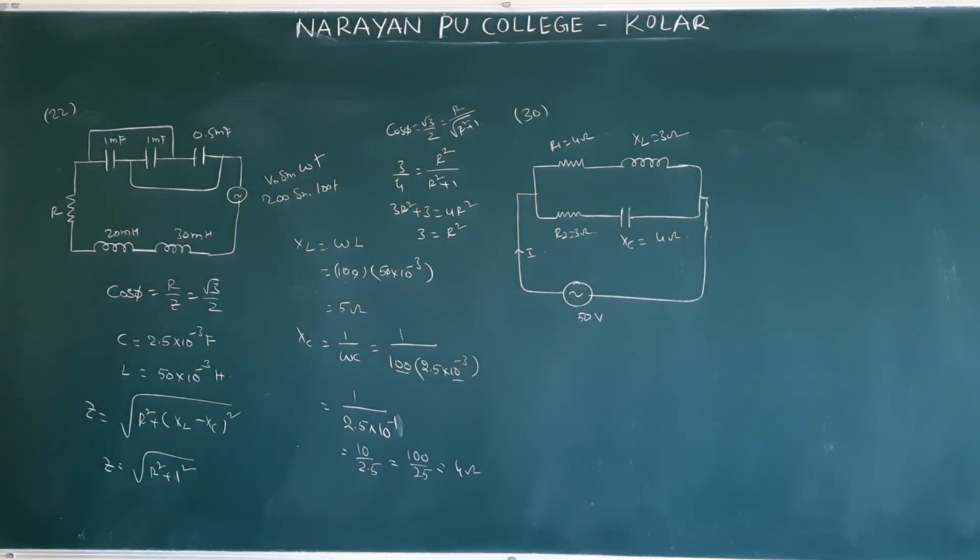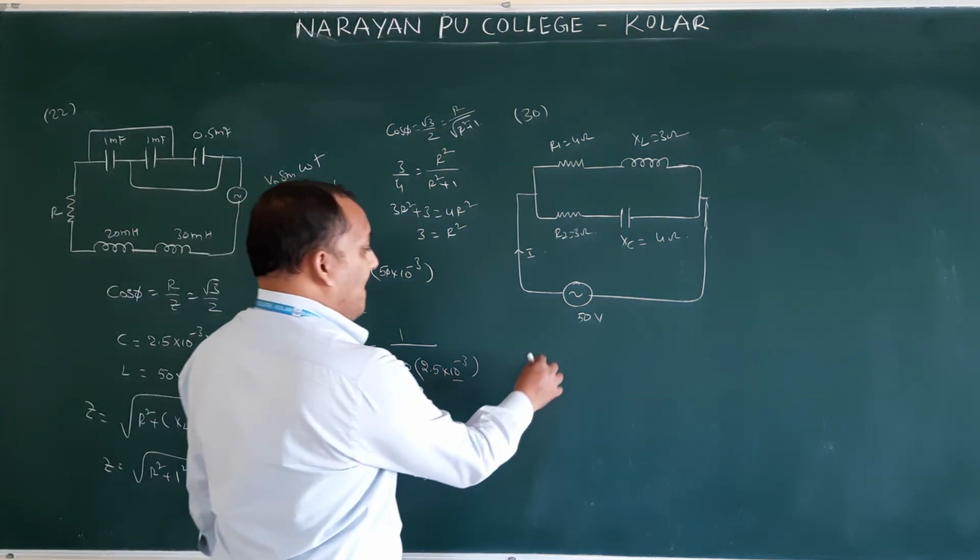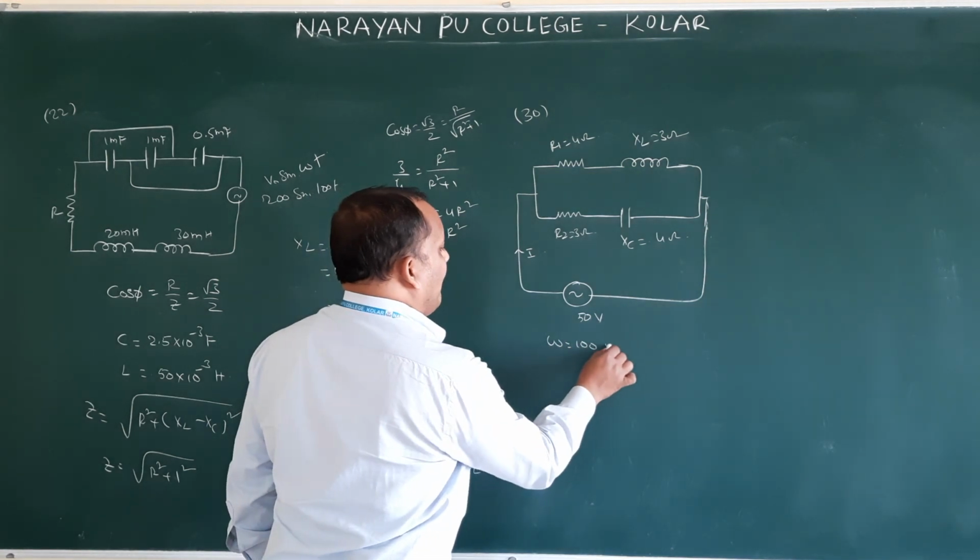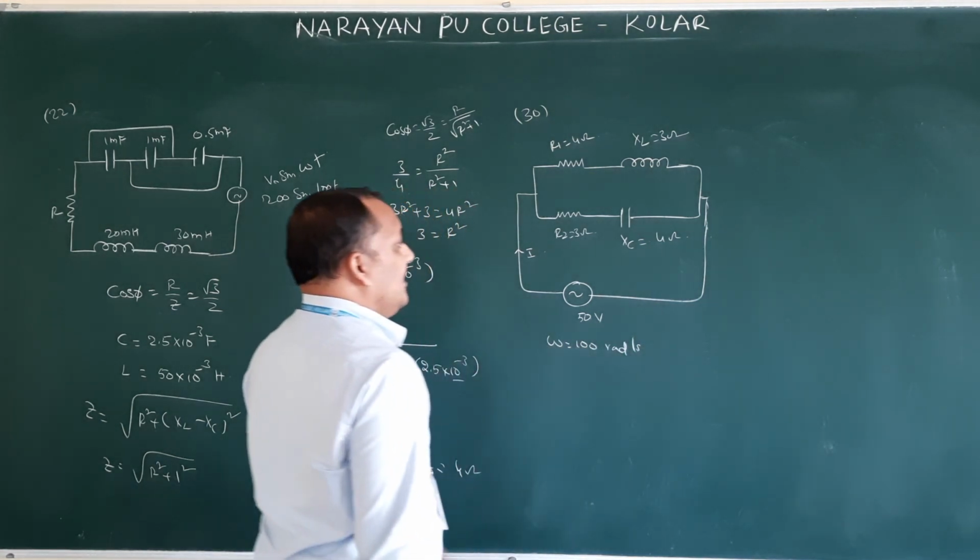Next, see question number 30. They gave one circuit diagram, in level 2, question number 30, page number 96. Omega is equal to 100 radian per second. Find the current through the circuit. The omega value they gave is 100 radian per second. What is the current?